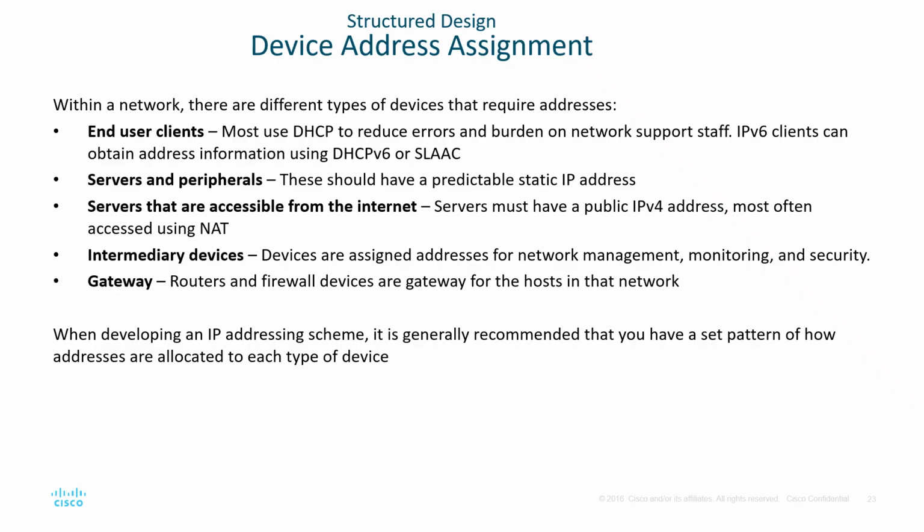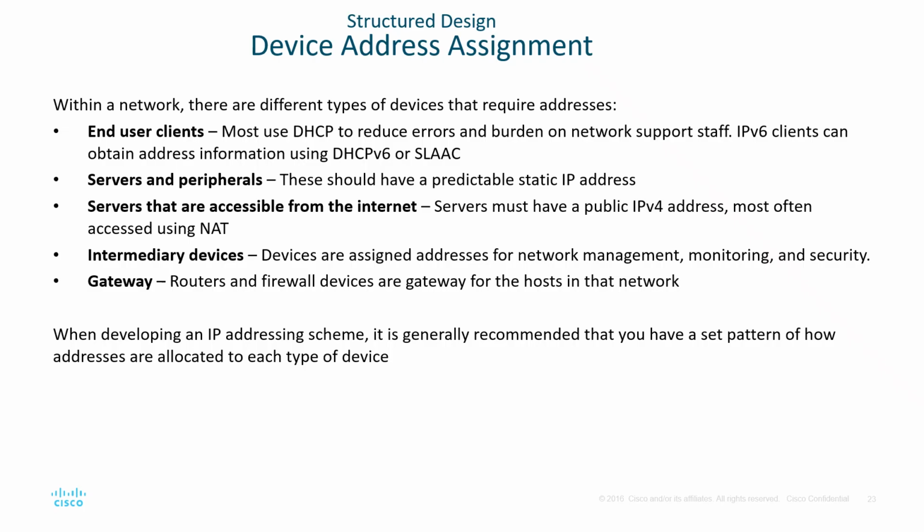Within your network, there are three different types of devices that require addresses. You have your end user clients. Most will use DHCP, which is also set up by the administrator, which you'll get to in Cisco 2 or possibly Cisco 3. DHCP is used to reduce errors and the burden on the network staff itself. IPv6 clients can obtain address information using DHCPv6 or SLAAC, which we'll talk about within Module 12.